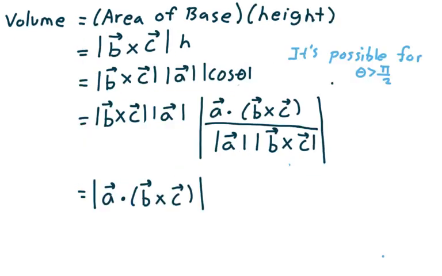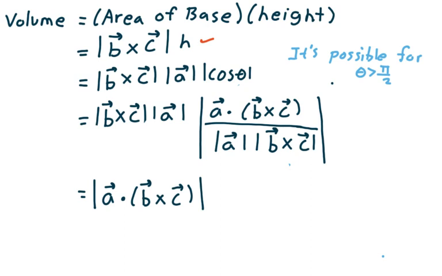Now, the volume is the area of the base times the height. Now, the base of the parallelepiped is a parallelogram determined by vectors b and c. And so the area of the base ends up being the magnitude of b cross c. And we call the height of the parallelepiped h. Now, this is the magnitude of b cross c times the magnitude of a times the absolute value of cosine of theta.